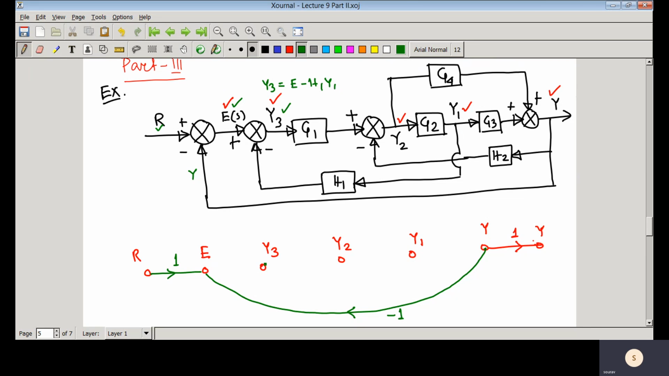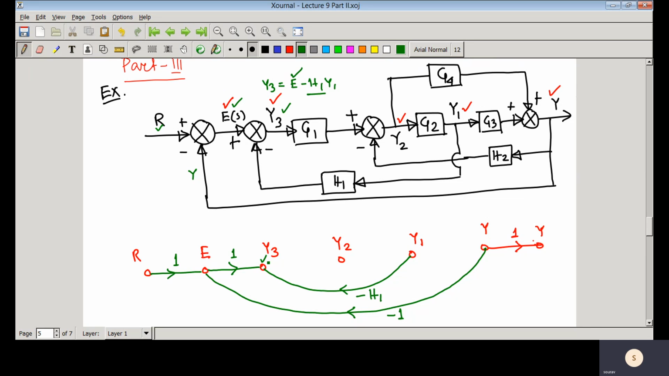So here we are concentrating on that particular node. Now you apply signal flow graph algebra. So Y3 equals E minus H1 Y1. Here you have another loop, and its gain is minus H1. Then you can see that Y3 equals E minus H1 Y1.